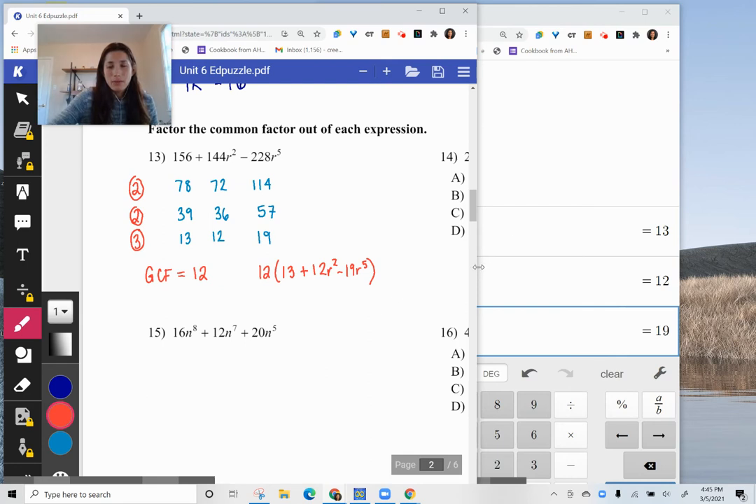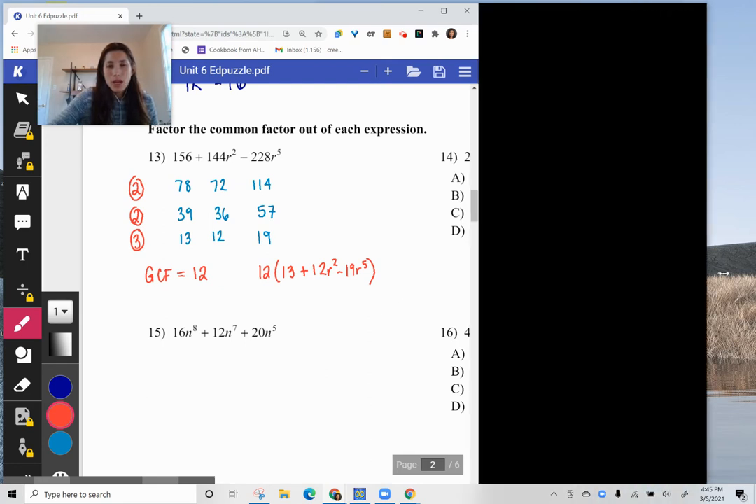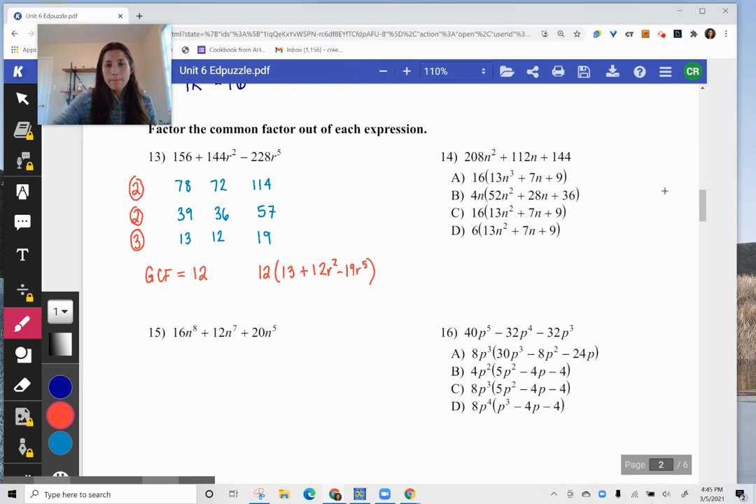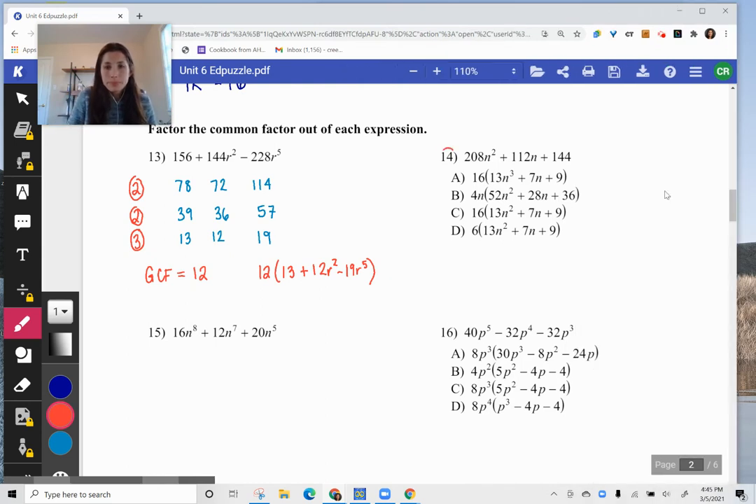Now I'm going to have you go ahead and try question number 14 on your own. Find the greatest common factor and then rewrite it in factored form.